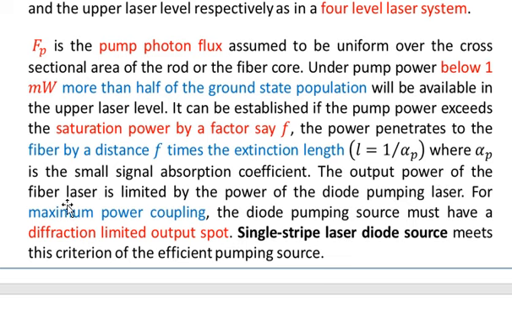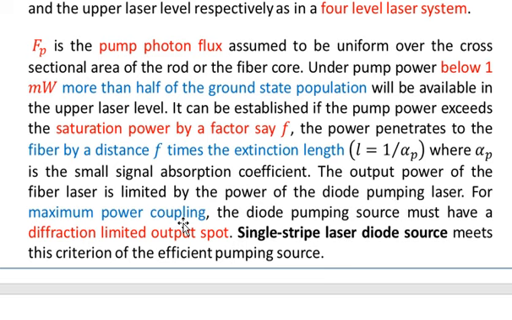The output power of the fiber laser is limited by the power of the diode pumping laser. So if the pumping laser, which is used to couple the optical power into the fiber laser, has greater power, then of course we can obtain a greater output from the fiber laser. So the output from the fiber laser will strongly depend upon the power of the diode pumping laser. You see that here I am using the pumping laser to launch optical power as a pump beam into the fiber laser.